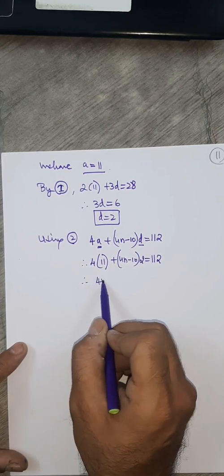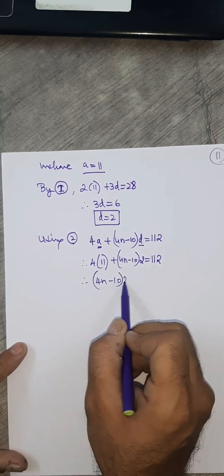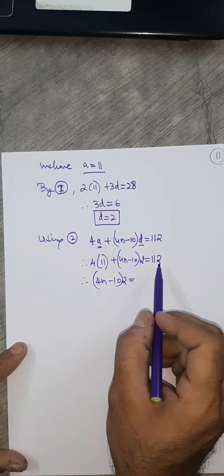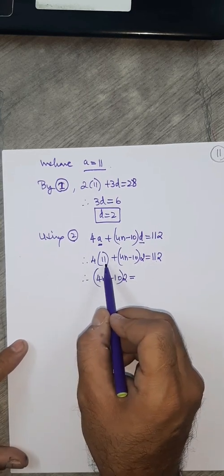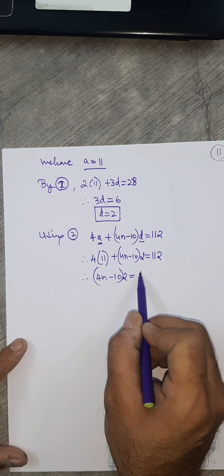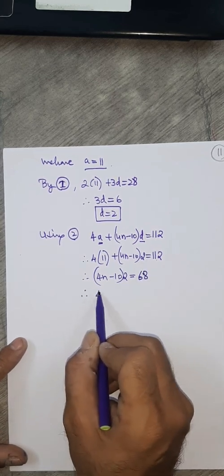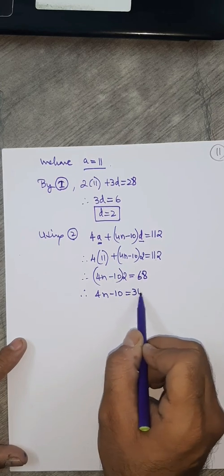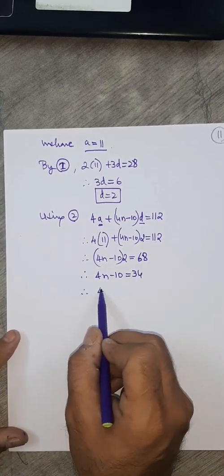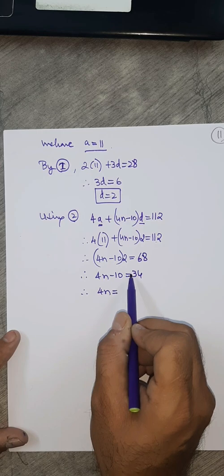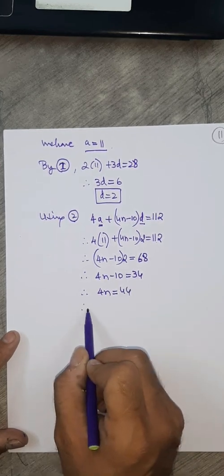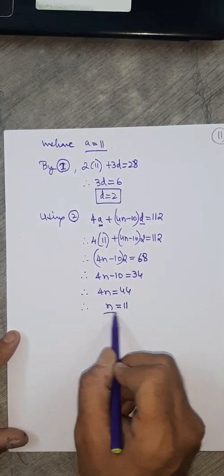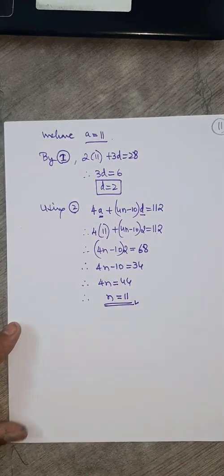So we have (4n minus 10) into 2 equals 112 minus 48, which is nothing but 68. So 4n minus 10 equals, just take the 2 to the other side, so we get the half, which is 34. So 4n equals 44, and therefore n equals 11. So the number of terms equals 11.